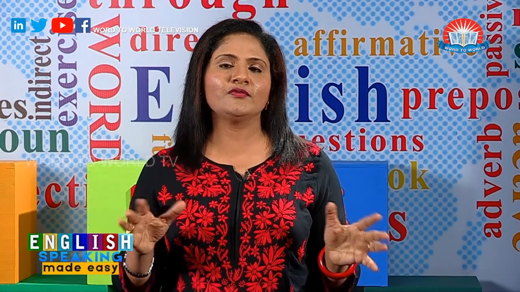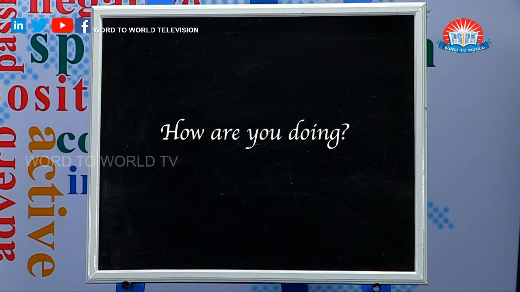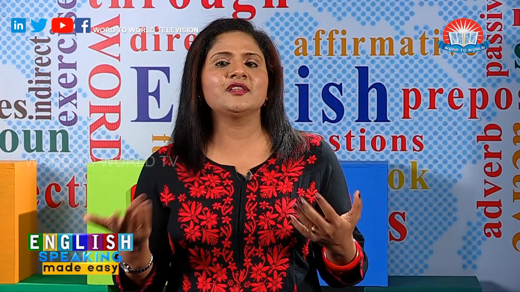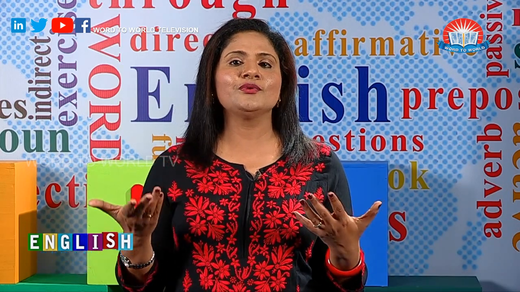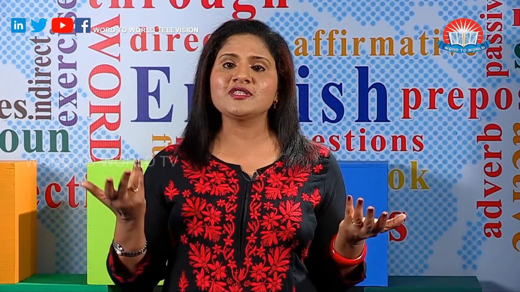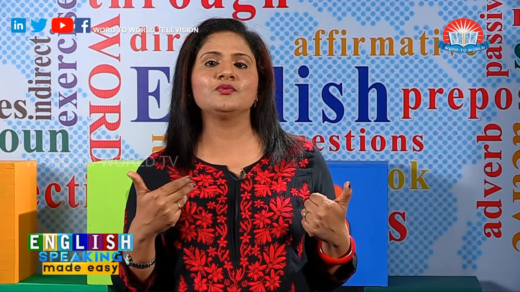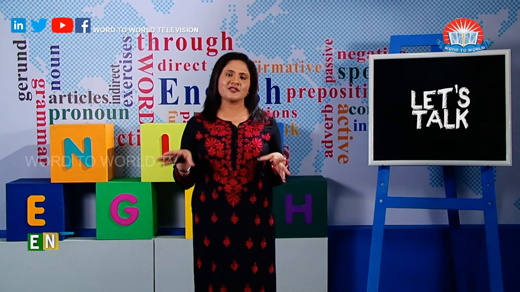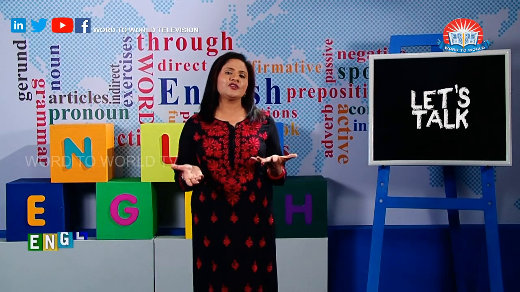Other ways, or a neutral way, is "How are you doing?" "How is it going?" is informal. "How are things?" "What's up?" These are a little more informal. "How are you?" "How is it going?" "How are things?" "What's up?" These are all words that we use when we meet someone and we want to start off a small talk with them. Okay.